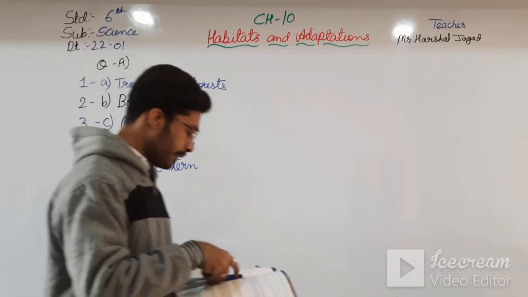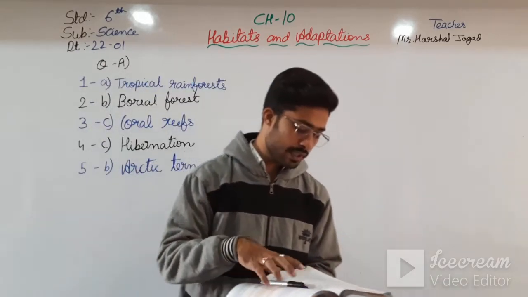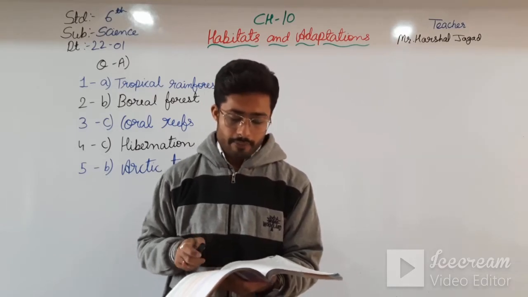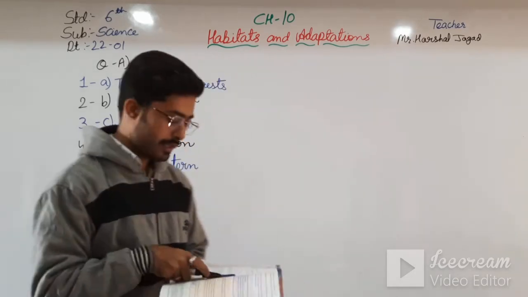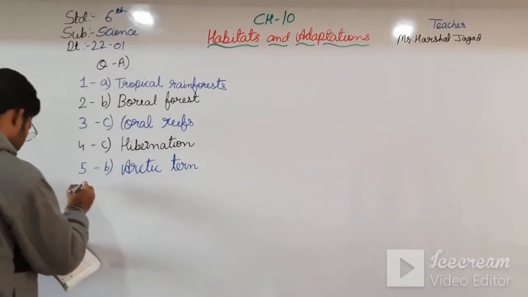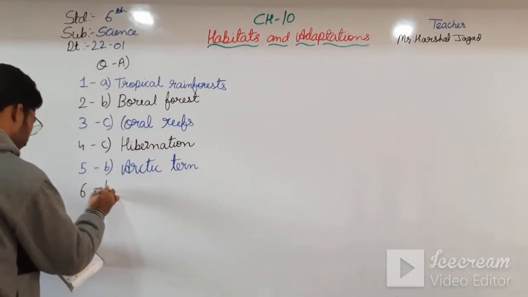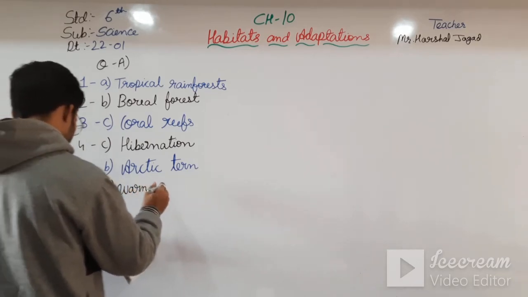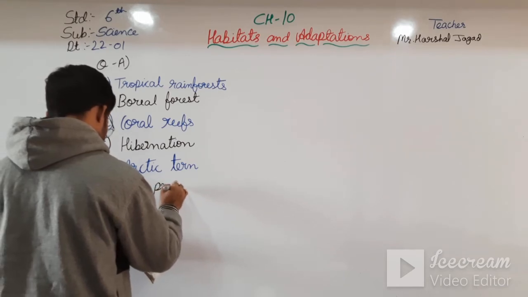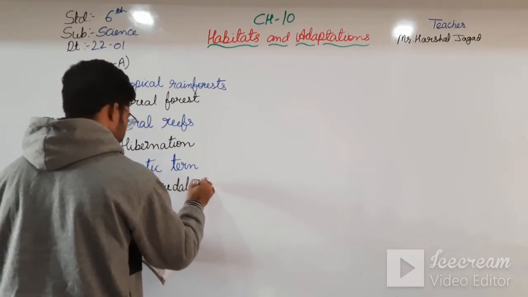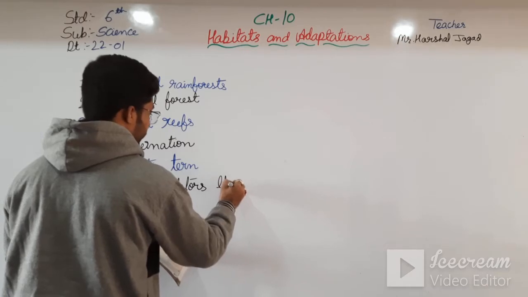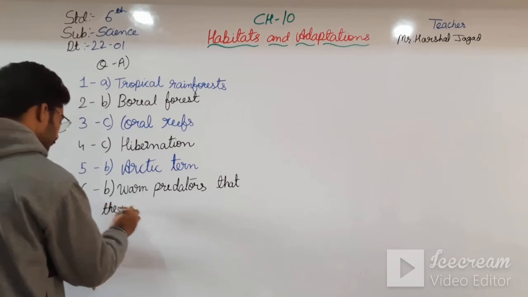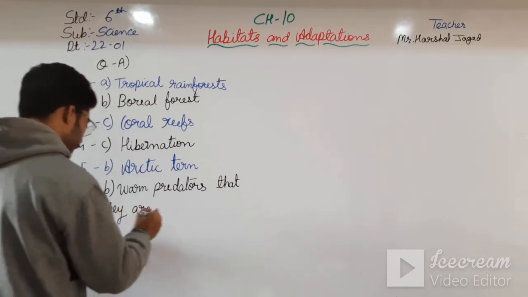Sixth one, some insects in the rainforest usually have bright colors to dash: attract predators, or warn predators that they are poisonous. Yes, to warn predators. So in the sixth one, that will be B, that is warn predators that they are poisonous.